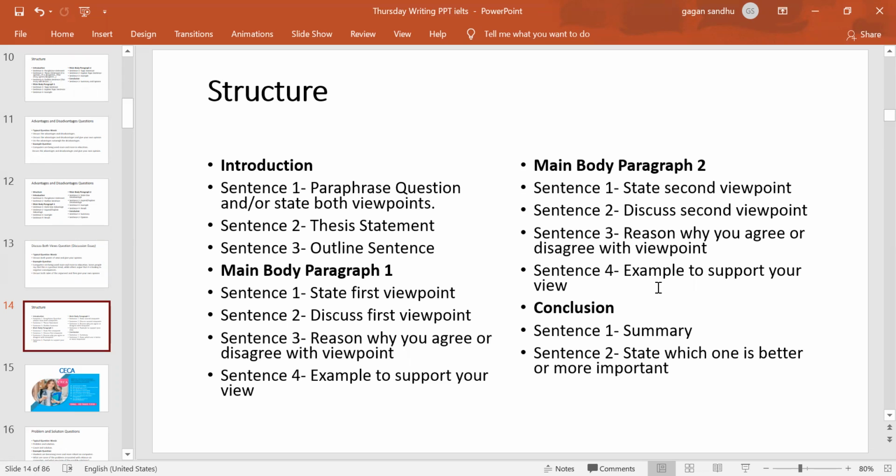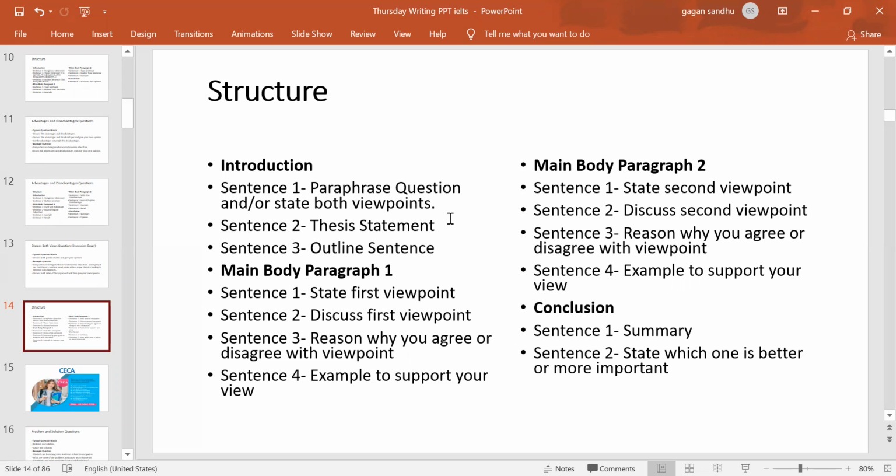Then the main body, paragraph 1. So here the first sentence, you will be stating the first viewpoint, right? The first viewpoint is of the people who believe this is a positive trend, right? Then you are discussing that viewpoint further, why those people feel it is a positive, fruitful trend to use computers in education. So obviously we are explaining it, giving reasoning here.